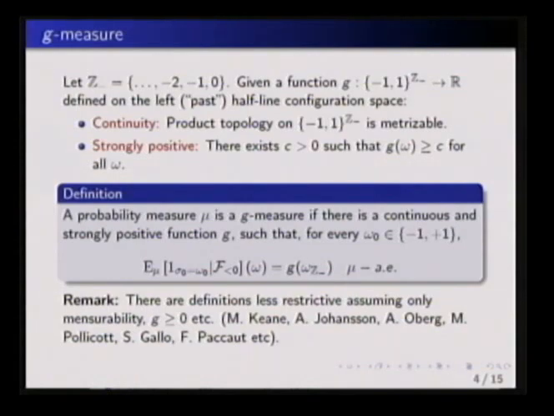And there are some less restrictive definitions. Instead of continuity, we can assume just measurability. Instead of strong positivity, it's also possible to define it only by positivity, when g is larger than or equal to 0.